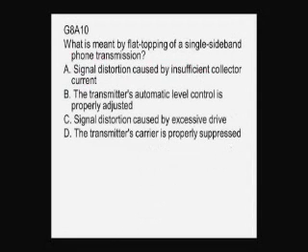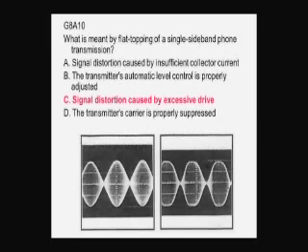What is meant by flat topping of a single sideband phone transmission? The signal distortion is caused by excessive drive. Here's what your signal should look like in a single sideband test signal. It should look like this. It should have this nice smooth curve at the top. And if you overdrive, then you'll drive some of the amplifier circuits to cut off to where they can't amplify anymore, and you'll get this kind of an effect.